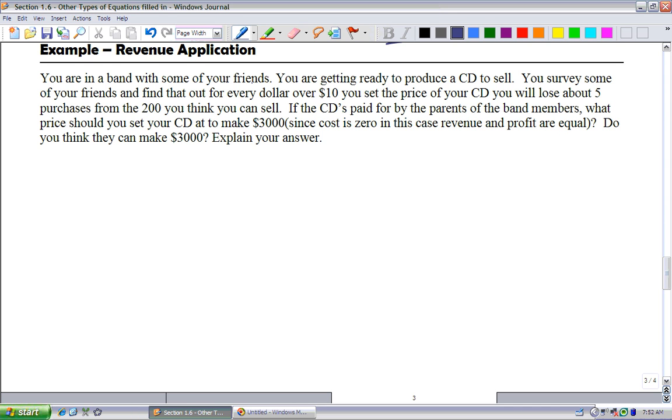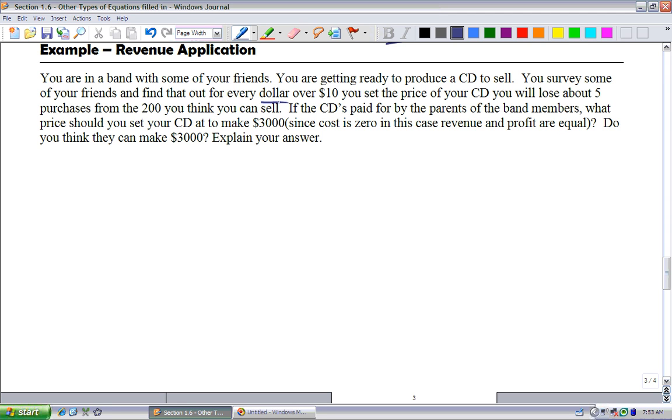You survey a bunch of your friends and find out that for every dollar over $10 that you set the price of your CD, you'll lose about 5 people that'll purchase it. Okay, and you think you can sell somewhere around 200 if you leave it at $10. So if the CD is paid for by your parents, so there's no cost to you, what price should you set your CD to make $3,000? And again, you have no cost, so in this case your revenue and your profit are equal.